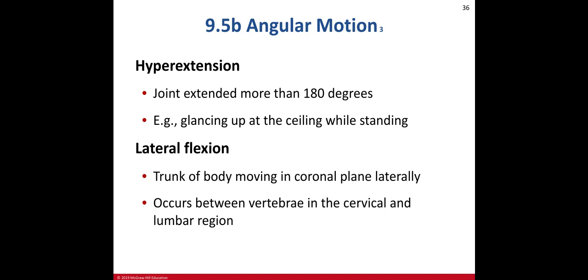A lateral flexion is the trunk of the body moving in the coronal plane laterally. And that one's sort of hard to see, but that's like your vertebrae in your cervical and lumbar region. You can sit up and try to notice that the trunk of your body is moving laterally in the coronal plane.